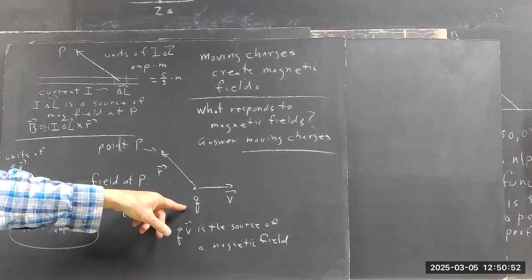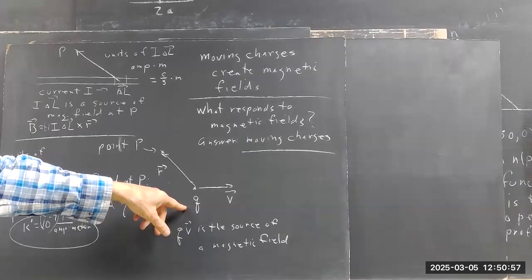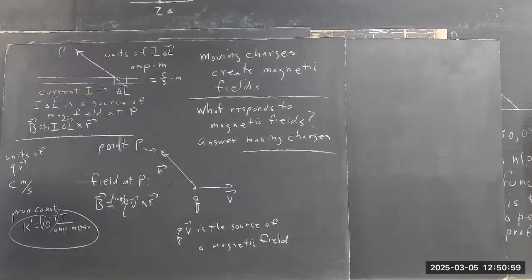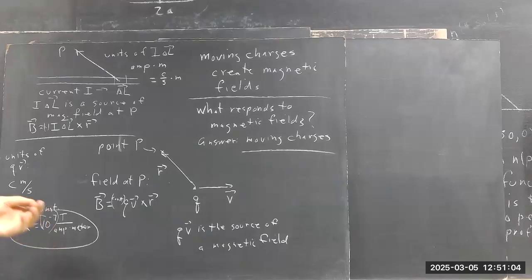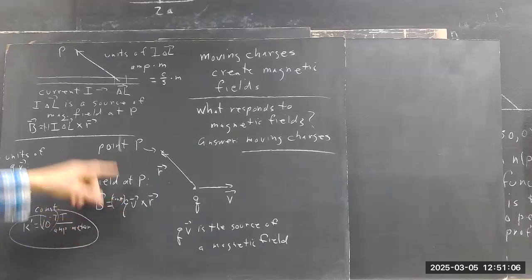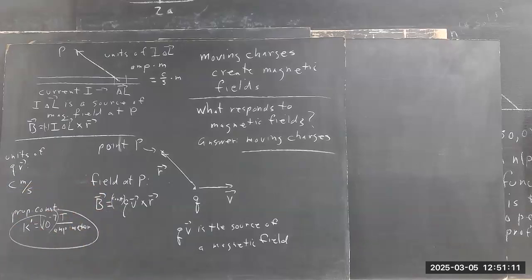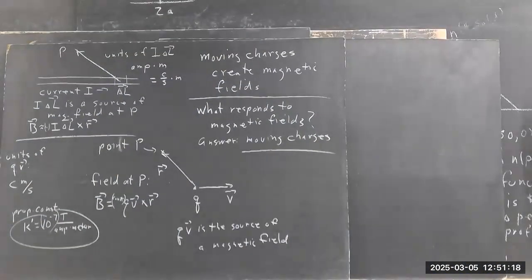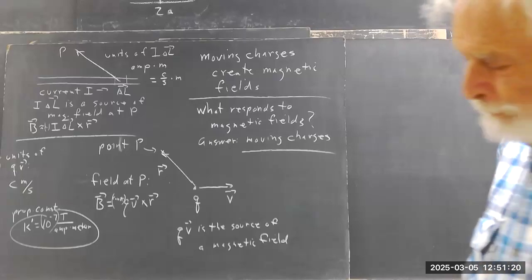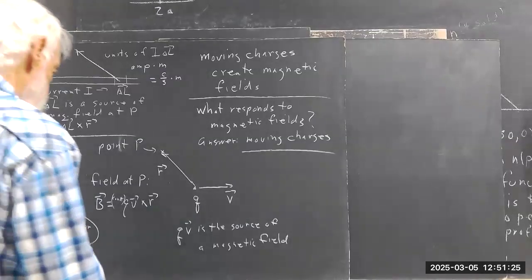So QV has the same meaning, or the same units, at least, as an amp meter. These two formulas are saying the same thing, but in slightly different contexts.